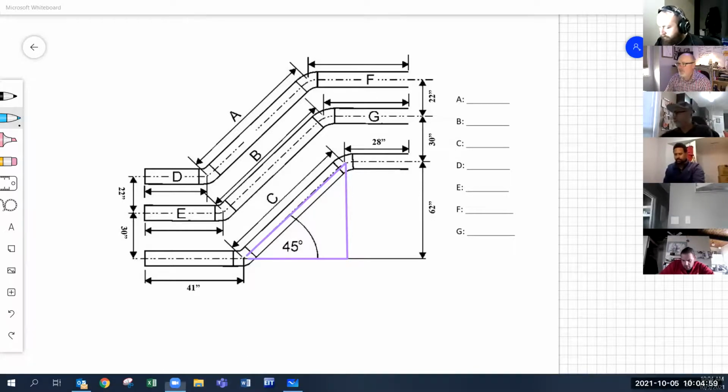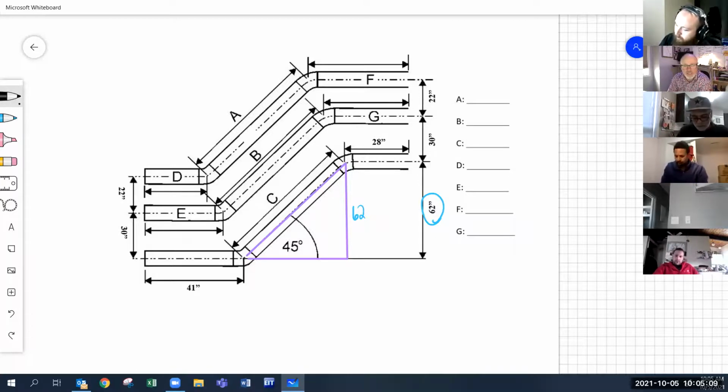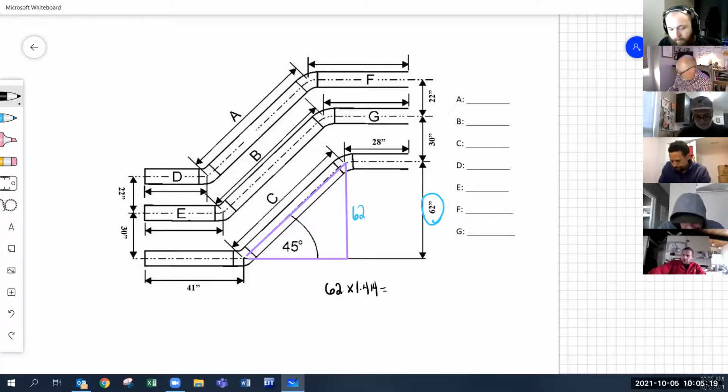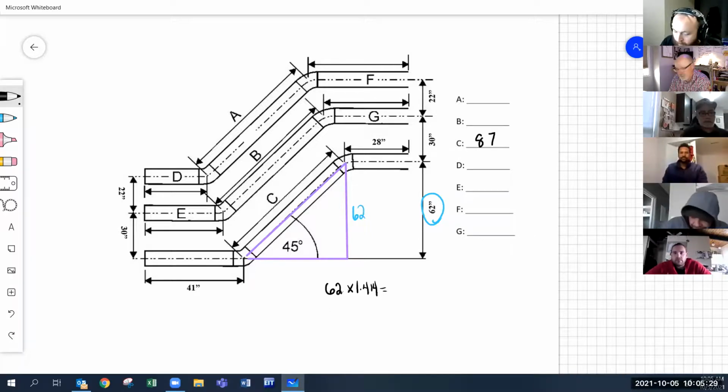And now that we have that, I know that 62 over here is that rise. So I can get C by going 62 times 1.414. So C is 87.668. Does everybody see how I got that?